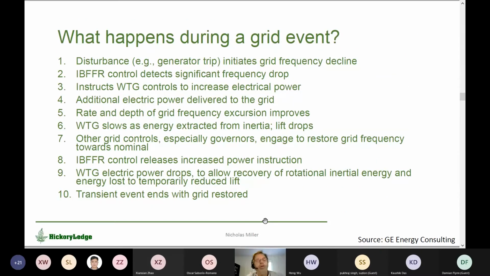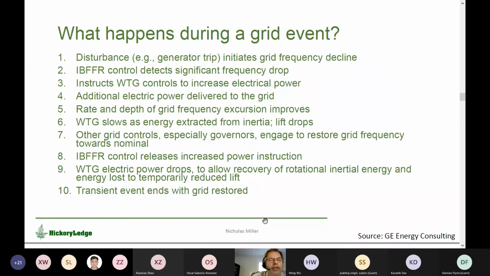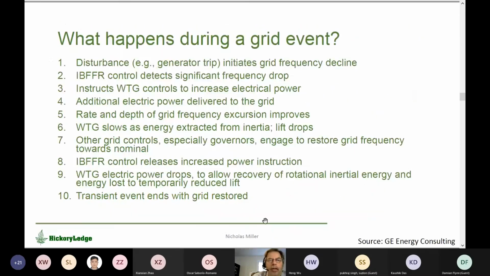So let's just walk through what happens with inertia-based fast frequency control, with synthetic inertia. We trip the system. I'm going to go through a time simulation here, so I'm going to go back and forth between these two figures. But the frequency starts to decline. Unlike an actual synchronous machine, the control needs to detect that the frequency is changing.